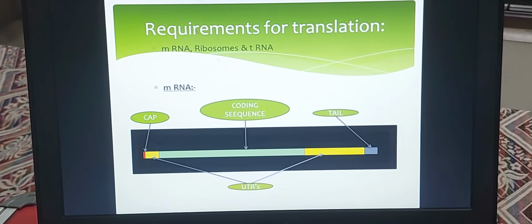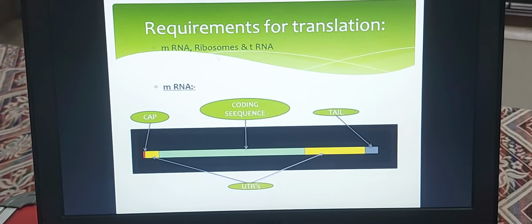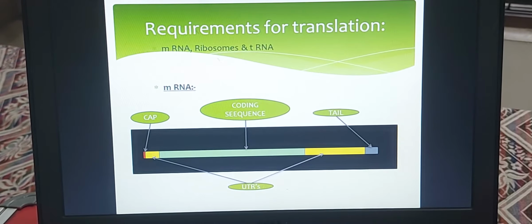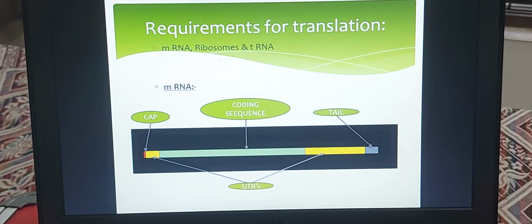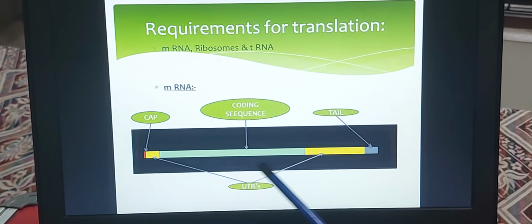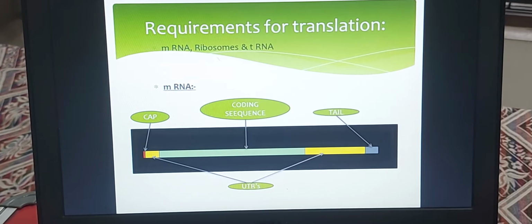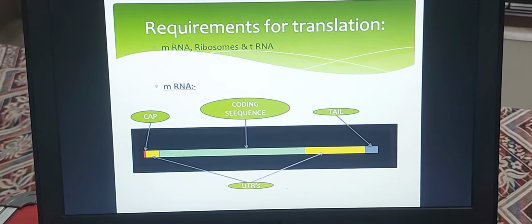So we'll discuss the requirements for translation in this video. The important requirements are the messenger RNA, ribosomes, and the transfer RNA or tRNA. Let's start with the mRNA, the messenger RNA. As the name explains, it is a messenger RNA, that means a segment of DNA from where the message has been carried by an RNA. So you can see this is the messenger RNA. For the detailed structure you can go to my video on transcription in case of eukaryotes. So let's discuss its main parts.